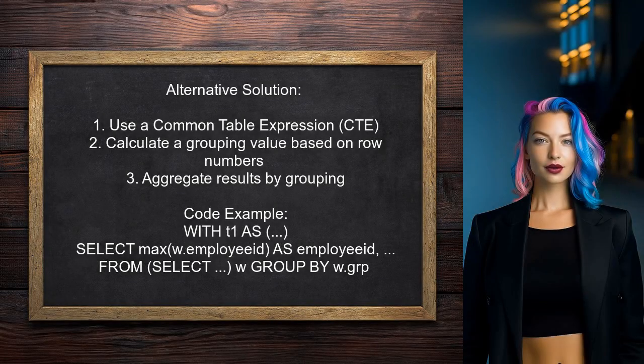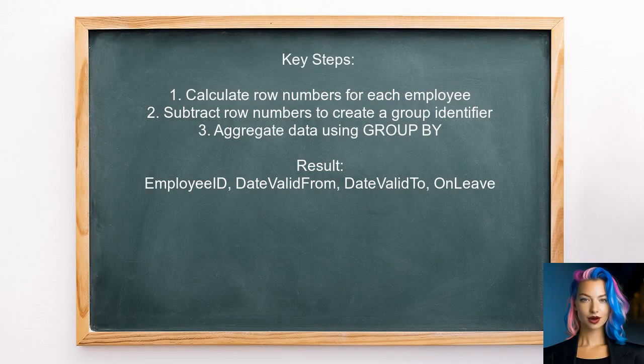An alternative solution suggests a simpler approach to rank records based on a changing value in one column. This method accesses the data only once, using a common table expression to define the data set. The user constructs a query that calculates two row numbers, one for the employee and another for the employee and leave status. By subtracting these, they create a grouping identifier, which is then used to aggregate the results.